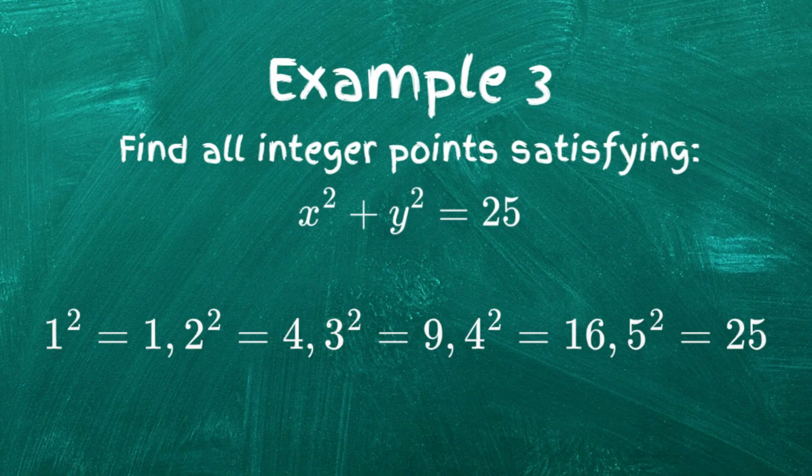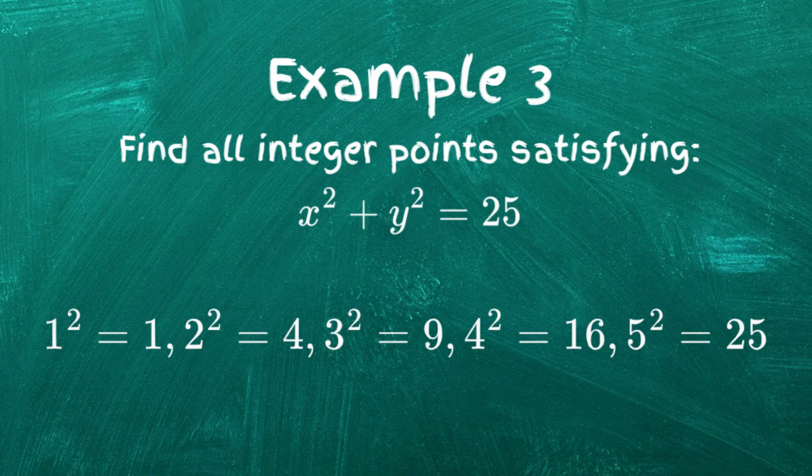For our next example, we have: find all integer points satisfying x squared plus y squared is equal to 25. So you want all integer pairs whose squared values add up to 25. So you list all the possible perfect squares less than or equal to 25. We have 1 squared is equal to 1, 2 squared is equal to 4, 3 squared is equal to 9, 4 squared is equal to 16, and 5 squared is equal to 25. Oh, and I forgot to put the 0. 0 squared is equal to 0.